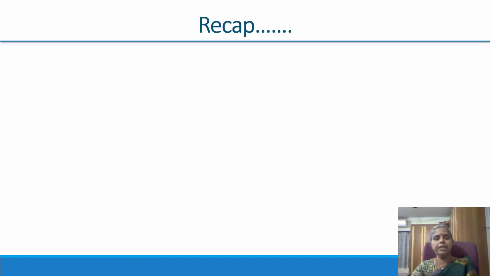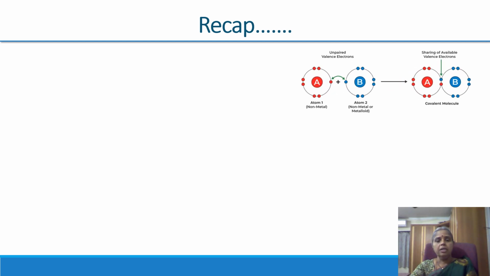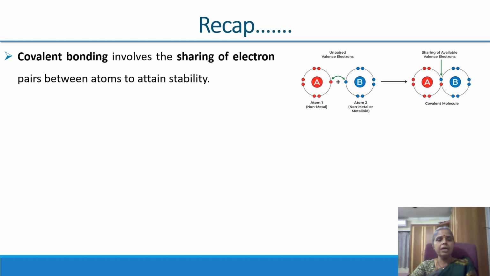Let us quickly recapitulate what we have learnt so far. In this unit on the covalent bond, we have learnt about covalent bonding. Basically, covalent bonding involves the sharing of one or more electron pairs between the bonded atoms. And the purpose of covalent bonding is to attain stability.